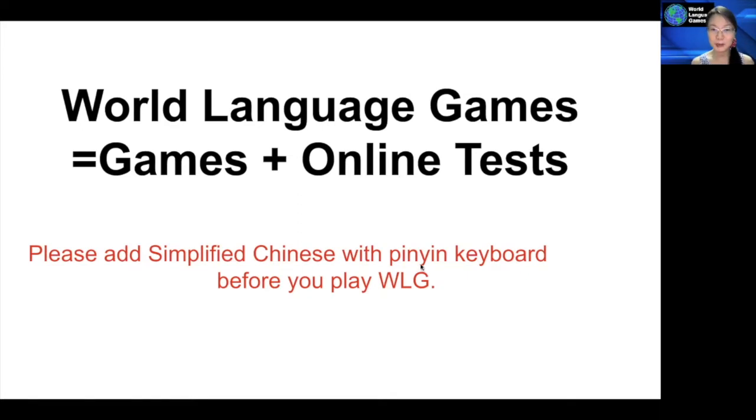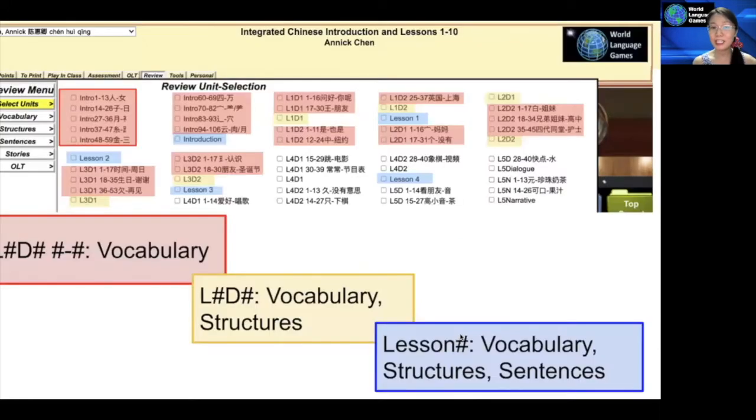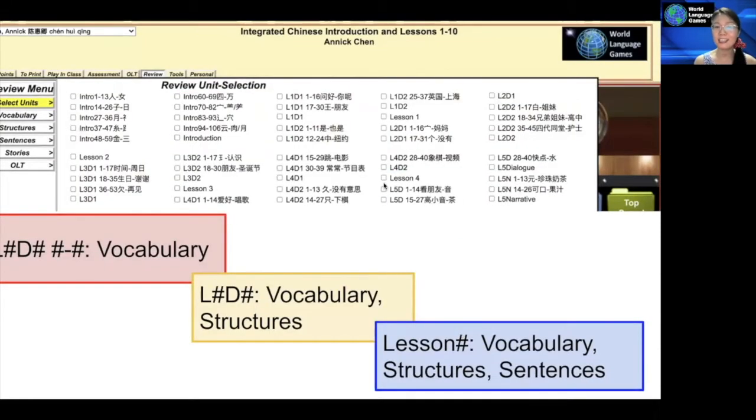Before we dive into world language games, I would like to invite you to add Simplified Chinese with Pinyin keyboard to your laptop or computer. And next thing is we need to have a good understanding of the format of this textbook. The textbook that we are using is called Integrated Chinese. Integrated Chinese is a series of textbooks. Volume 1 contains lesson 1 to lesson 10, and volume 2 contains lesson 11 to lesson 20.